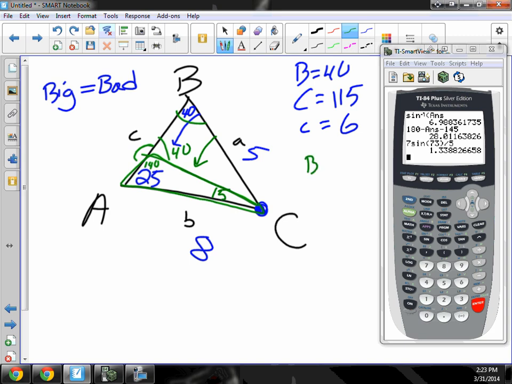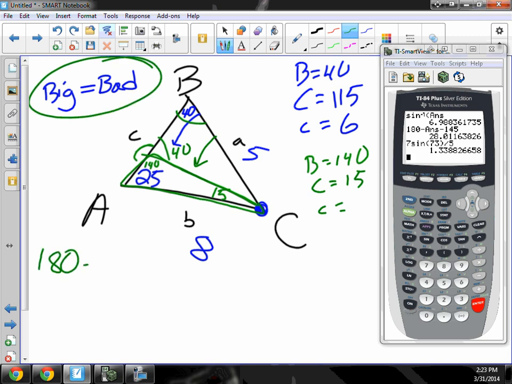So angle B becomes 140, angle C becomes 15, and then I need to find little c using the law of sines. Now, the test, instead of this, I mean, that's a lot easier for me. The test is 180 minus found plus given. And at first I didn't understand why they used the test like that, and then I figured it out, and I still think the test is dumb.